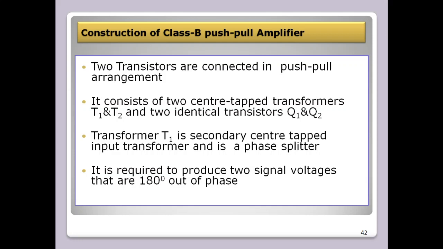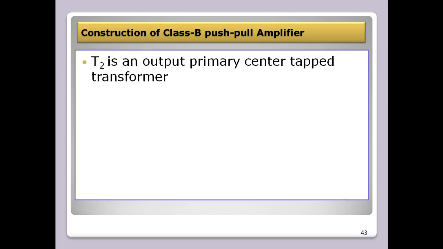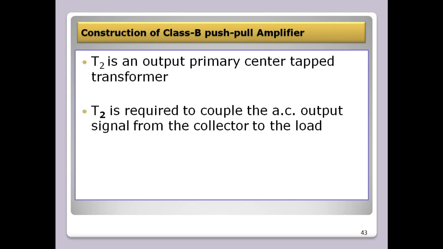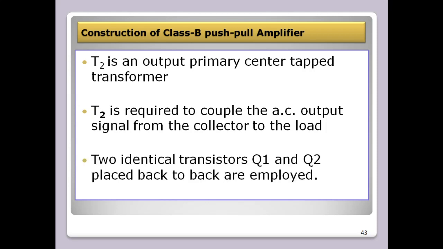Means for the first positive half cycle transistor 1 will conduct, and in the next half cycle transistor 2 will conduct, so that we are avoiding the loss in the signal. And T2 is an output primary center-tap transformer and is required to couple the AC output from the two transistors' collectors to the load.